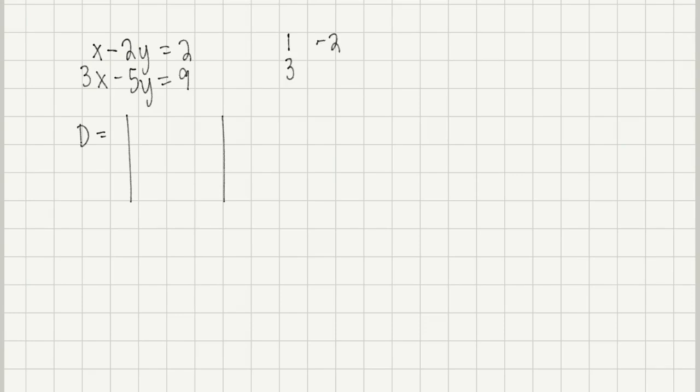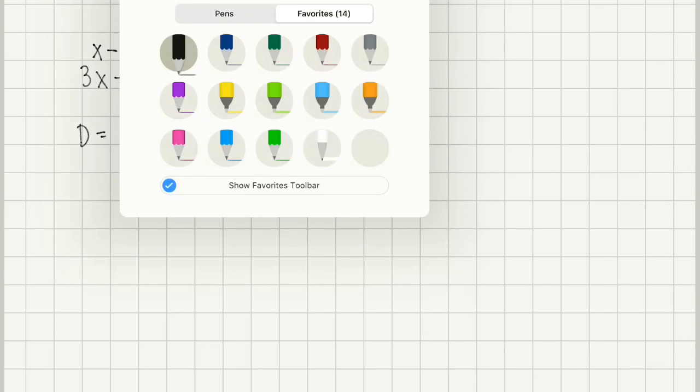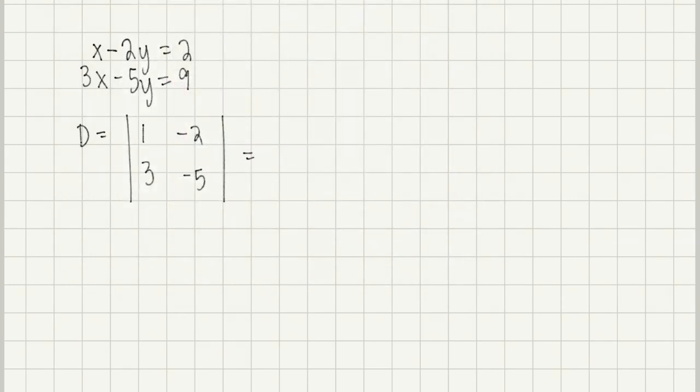We have x minus 2y equals 2, 3x minus 5y equals 9. You just got to really do this a couple of times and you're good. Okay, the determinant is going to equal, we've got 1, 3, negative 2, negative 5. And that's equal to negative 5 minus negative 6, which is 1.